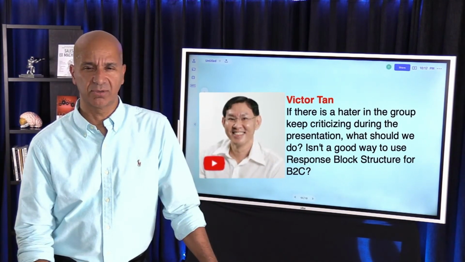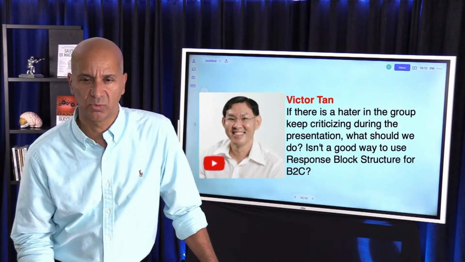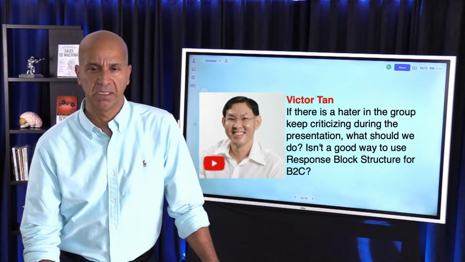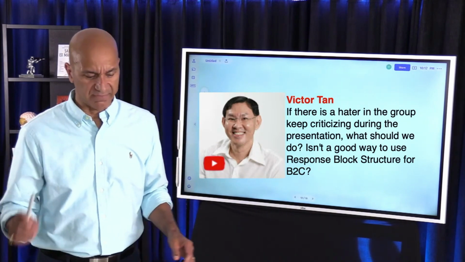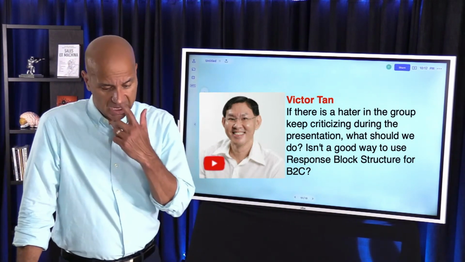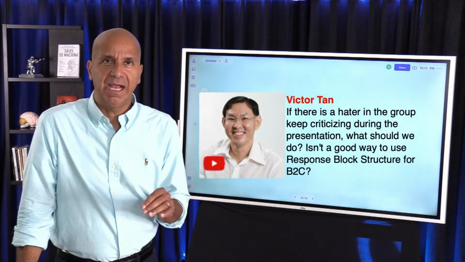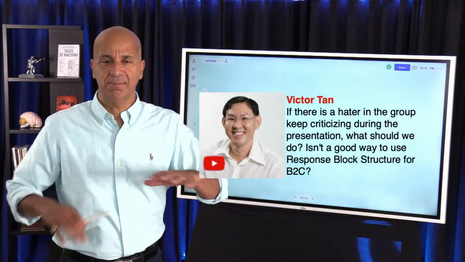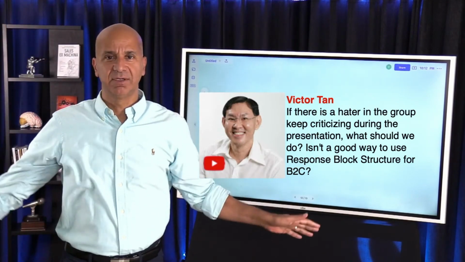If there is a hater in the group, keep criticizing during the presentation. What should we do? Isn't it a good way to use a response block structure for B2C? Really good question, Victor. This one I face a lot. Usually it's not so much a hater in the group, it's the person that has to, like a peacock, show off. You know what I mean?